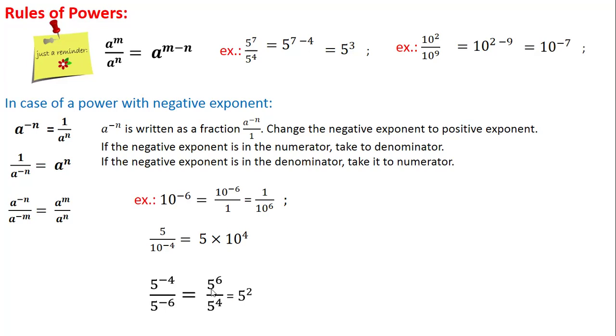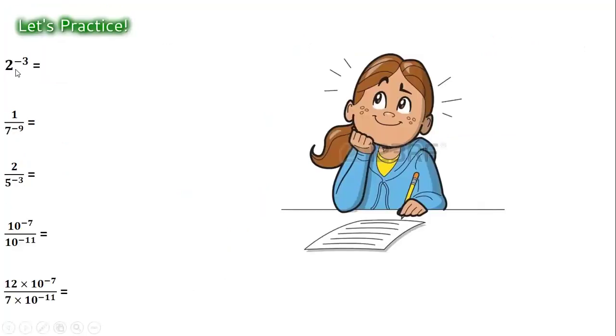Now 5 to the power 6 over 5 to the power 4, we apply this rule we talked about. It's dividing two powers having same bases, different exponents. So I write 5 to the power 6 minus 4, which is 5 squared. Let's practice this rule together. 2 to the power minus 3. First, I write it as a fraction. It's written 2 to the power minus 3 over 1. Now, the negative exponent is in the numerator. I move it to the denominator, so it becomes 1 over 2 cubed.